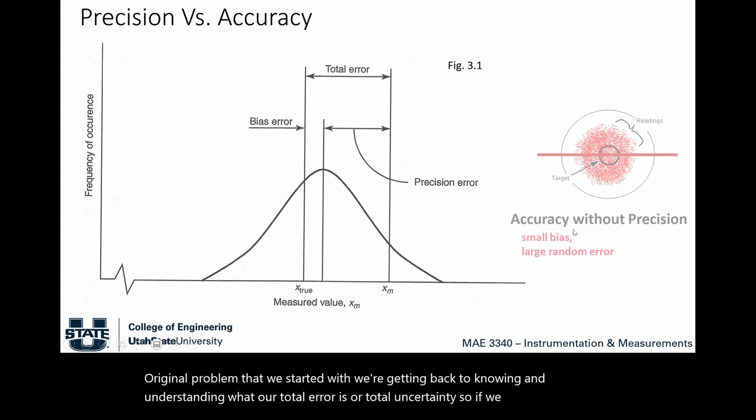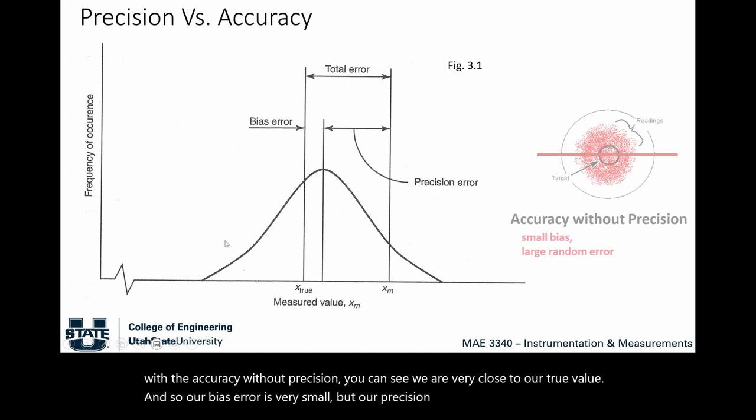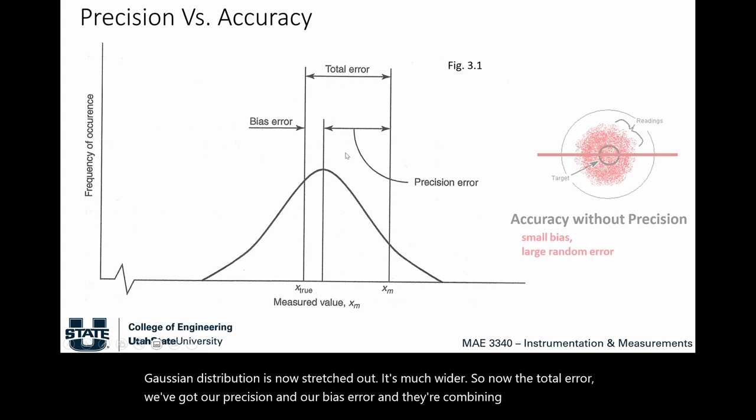If we do the same thing with accuracy without precision, you can see we are very close to our true value, and so our bias error is very small, but our precision error is very large. So the Gaussian distribution is now stretched out. It's much wider. So now the total error, we've got our precision and our bias error, and they're combining to be this total error.